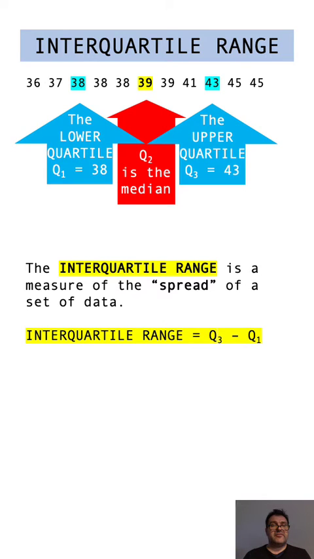So on this occasion, it's 43 minus 38, which is 5. So the interquartile range on this occasion is 5. The middle 50% of the data has a spread of 5 shoe sizes.